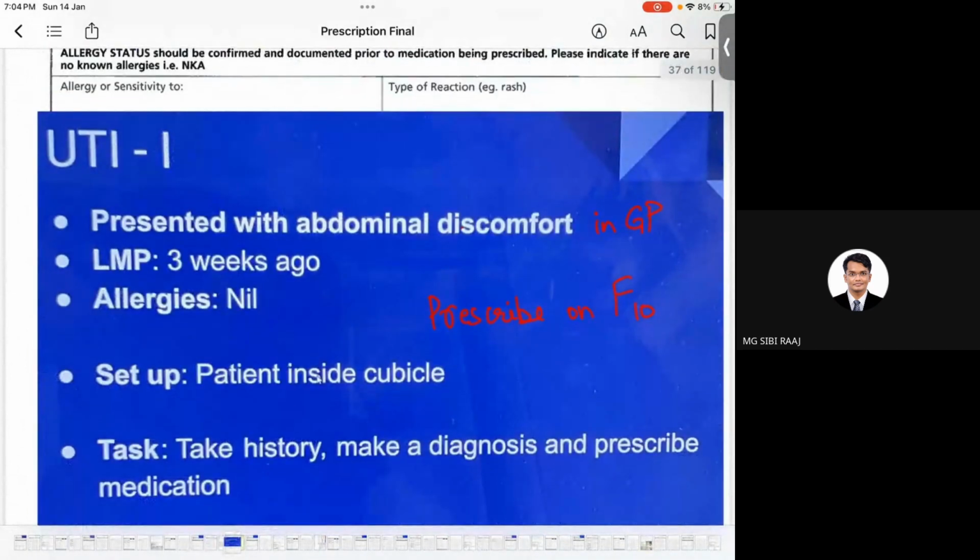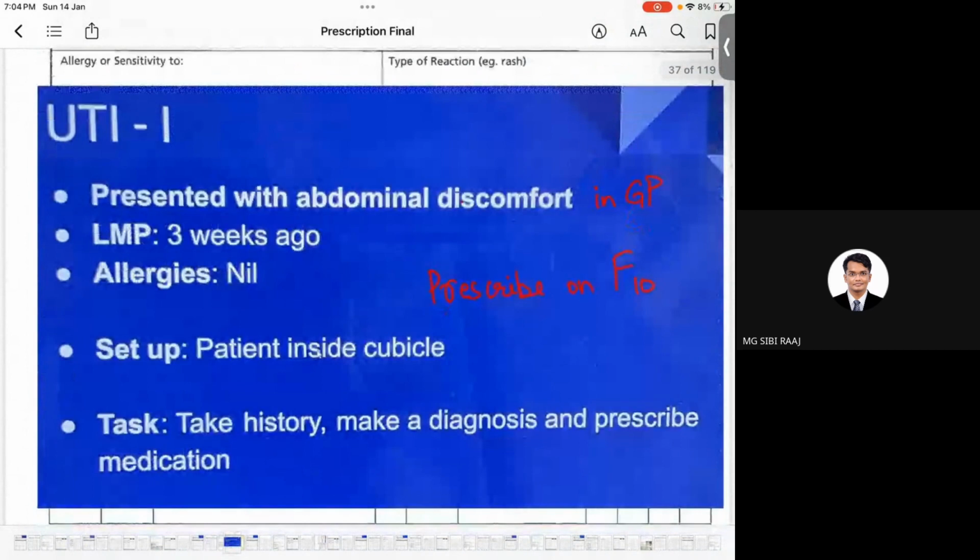Suppose this is the case, okay? UTI. So how will the patient present? The patient will come to you with abdominal discomfort. And we'll ask her about the menstruation and all. She'll tell it is 3 weeks ago. Then allergies and all. Sometimes when you enter the cubicle, there's a patient there, so you have to take the history and then write. This generally happens in cases where the prescription is very small.